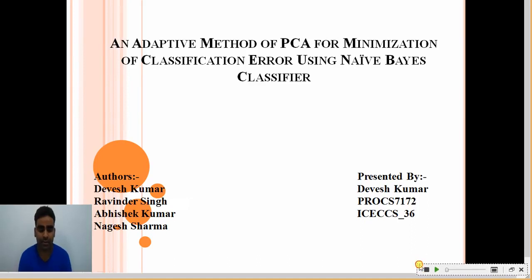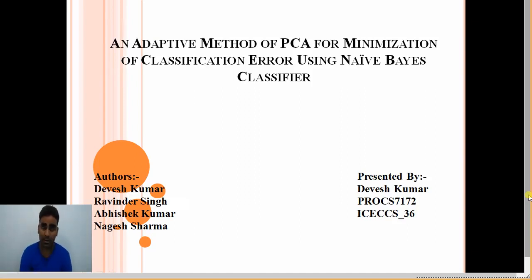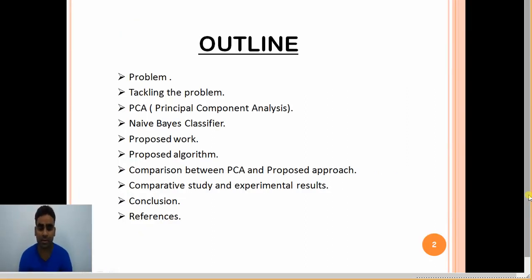My paper topic, the title, is An Adaptive Method of PCA for Minimization of Classification Error Using Naïve Bayes Classifier. My name is Devesh Sharma. The first slide deals with the outline.